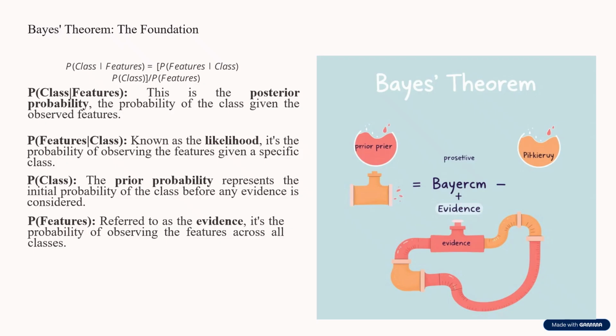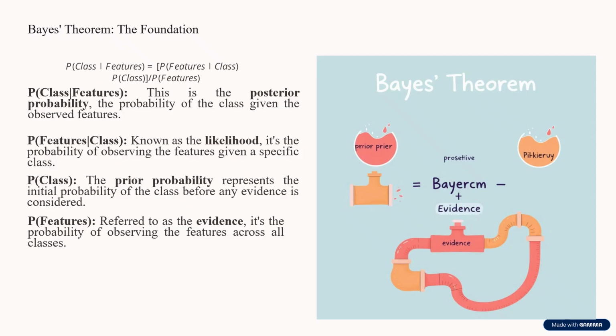Next, P of class is the a priori probability. Prior probability represents the initial probability of the class before any evidence. Whereas P of features is referred to as evidence; it is the probability of observing the features across all the classes. This is how we define the posteriori probability, the maximum likelihood probability, the prior probability, and the evidence probability. Based on this, I'm going to make use of Bayes theorem and find out the ultimate result.